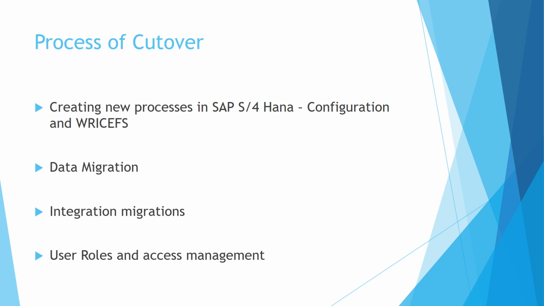And last but not the least is user roles and access management. For performing various business activities, every business user will be assigned some role, and they will be given access accordingly in S4 HANA. Before they can use the S4 HANA system, their roles should be linked to their user IDs, and they should be given the right access to perform the business activities that they should be performing as part of their role. Okay.